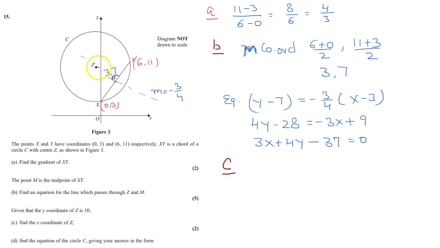Given that the y coordinate of Z is 10. So if y is 10, so we put y is equal to 10. So 3x plus 40 minus 37 is equal to 0. So 3x is equal to minus 3. So x will be minus 1. So the coordinates of Z will be minus 1 and 10.